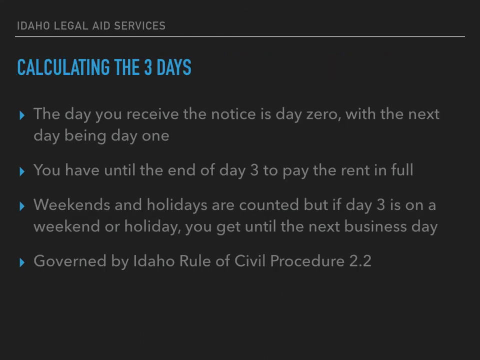So how do we calculate the 3 days under the 3-day notice? This is under Idaho Rule of Civil Procedure 2.2, and the day that you actually receive the notice is considered to be day 0, with the next day being day 1. So, for example, if you received a notice on Monday, Tuesday would be day 1, Wednesday would be day 2, Thursday would be day 3, and the landlord would be able to file an eviction case on Friday. So you would have through Thursday to pay the rent if you received the notice on a Monday.